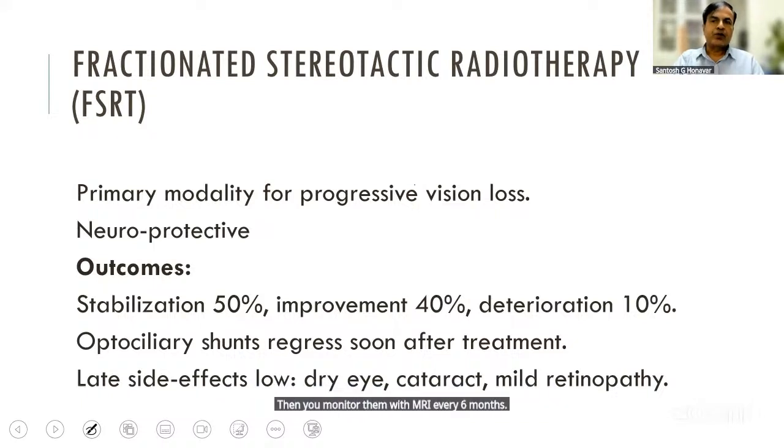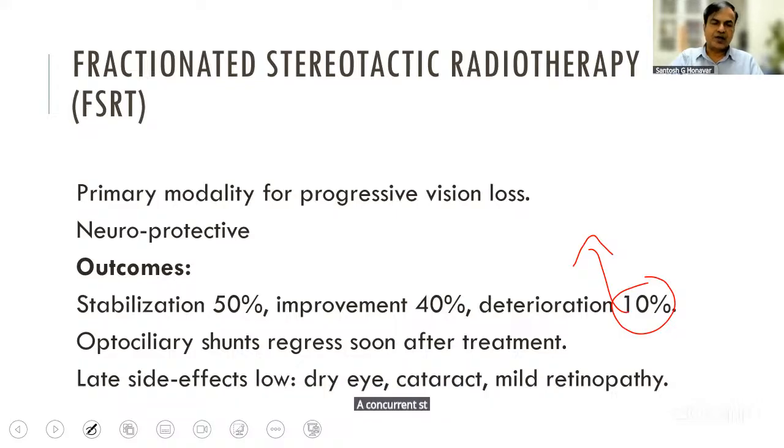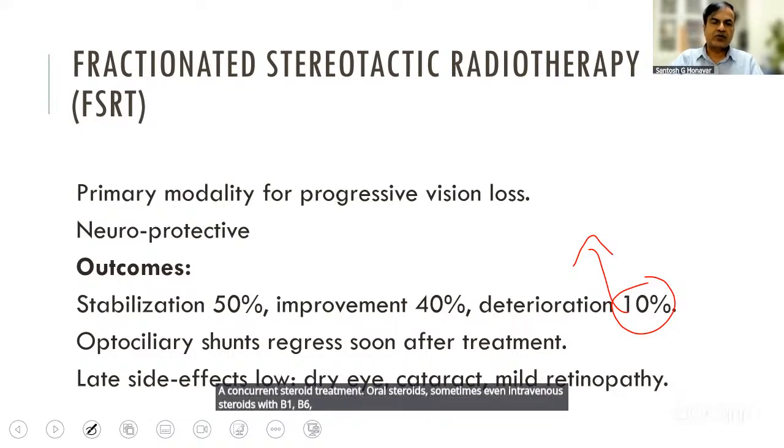When you give fractionated stereotactic radiation, about half of them will have stabilization of vision, 40% will have actually improvement of vision, and about 10% despite stereotactic radiation deteriorate. For that matter, when you use stereotactic radiation to avoid this loss of vision, you do what is called neuroprotective. You give a concurrent steroid treatment, oral steroids, sometimes even intravenous steroids with B1, B6, B12, so that the optic nerve is protected during the process of radiation. Optociliary shunt vessels also regress.